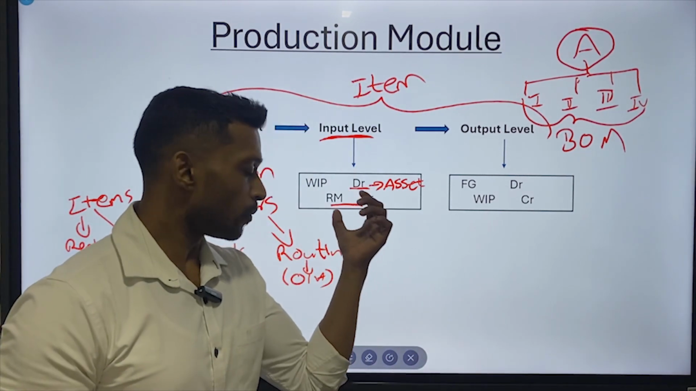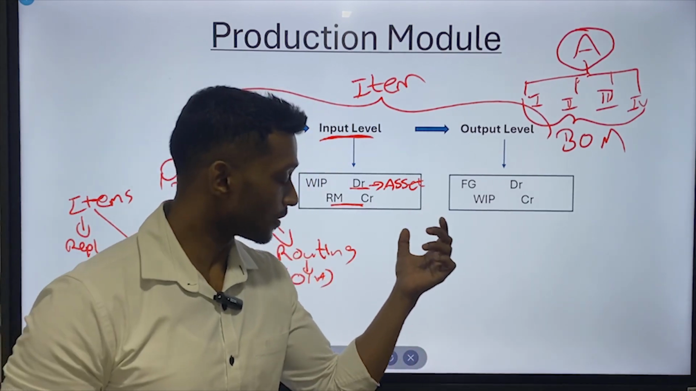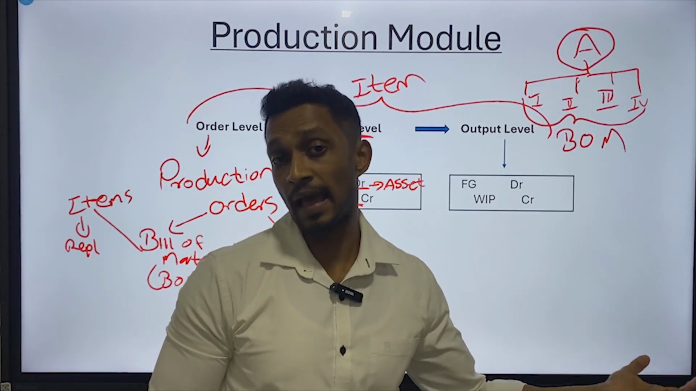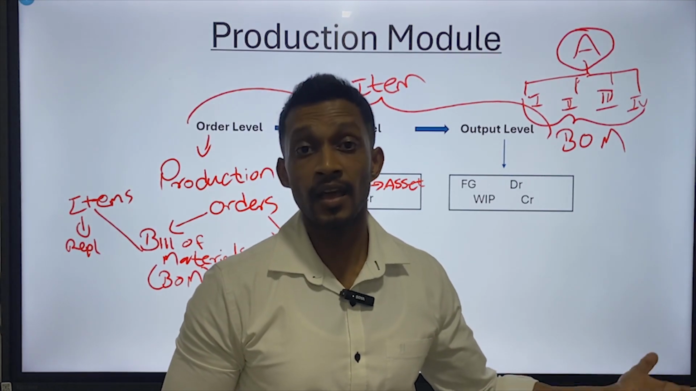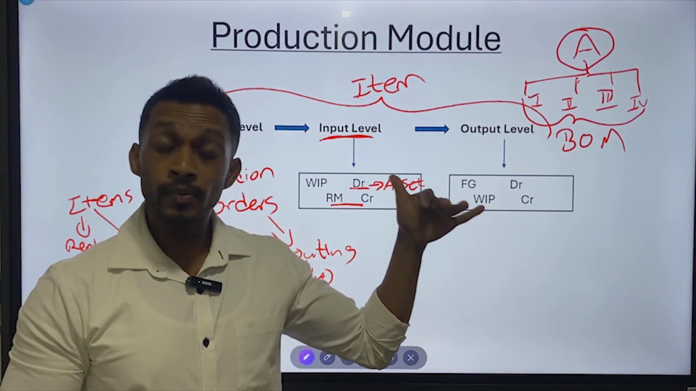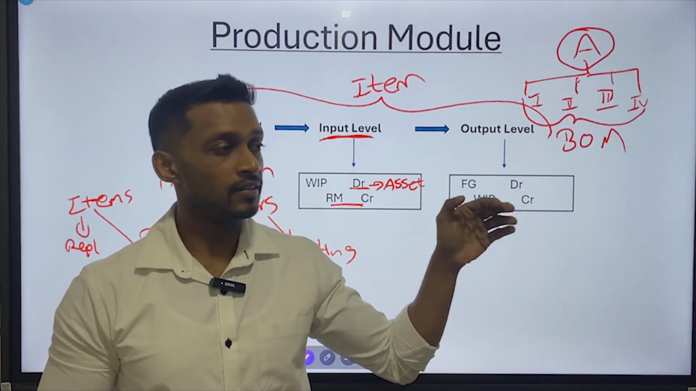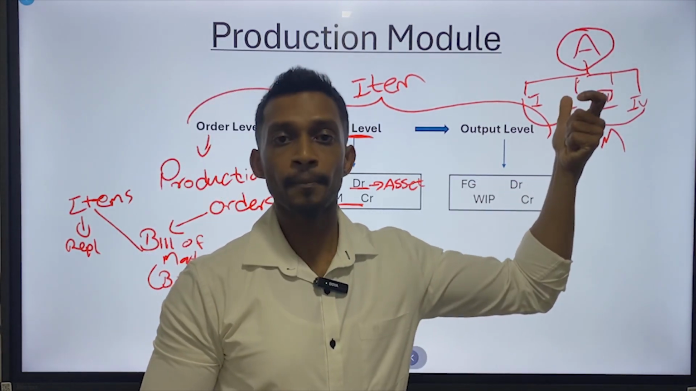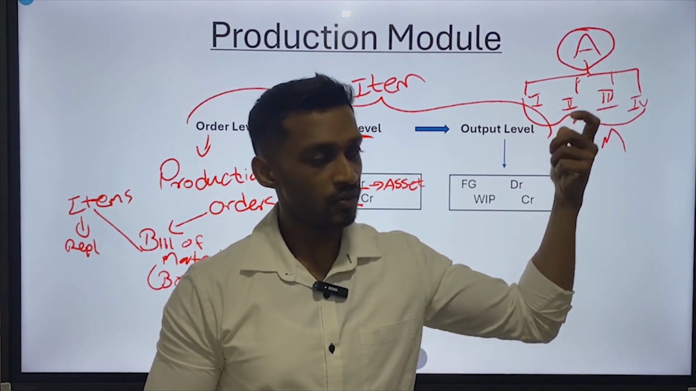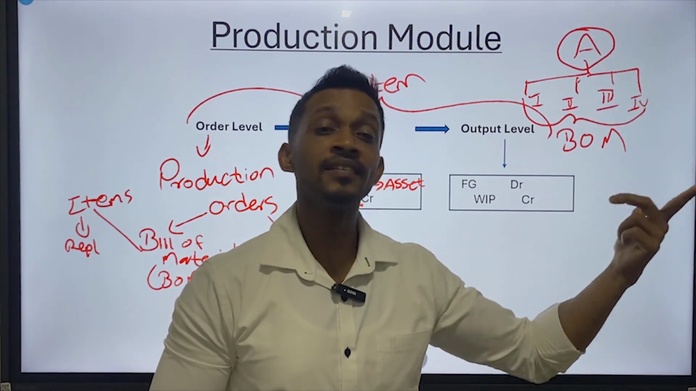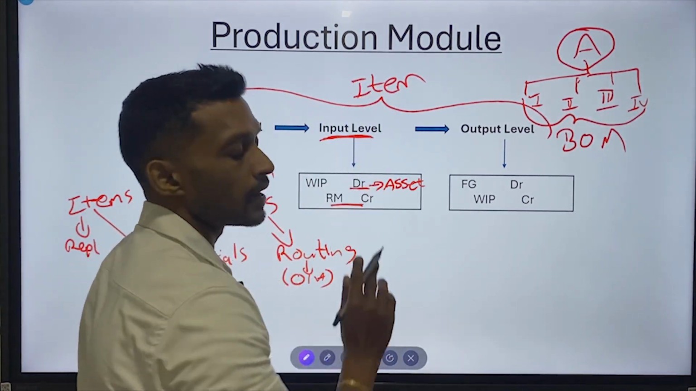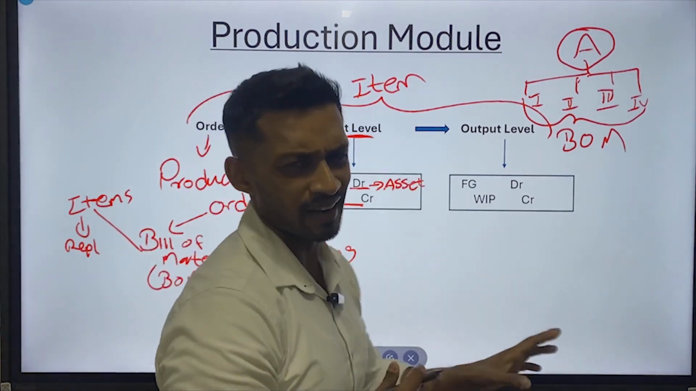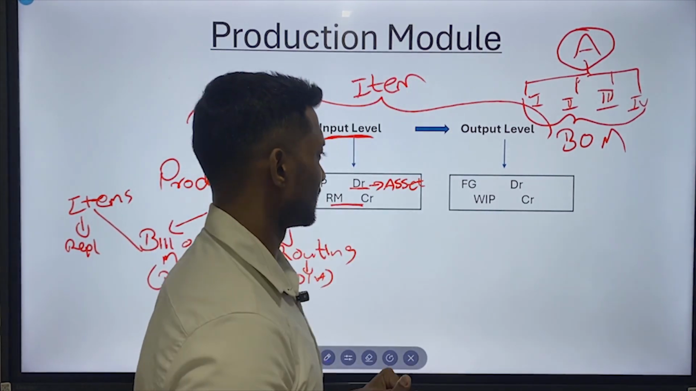Why? Raw material gets credit, which means your inventory is going down. Inventory is an asset, so you record it on the credit side. As well, the WIP account is also an asset. When you are producing, the WIP account gets increased, which means you record it on the debit side. Hope you have understood. Then after the input we have the process, but I haven't included that because it's not related.